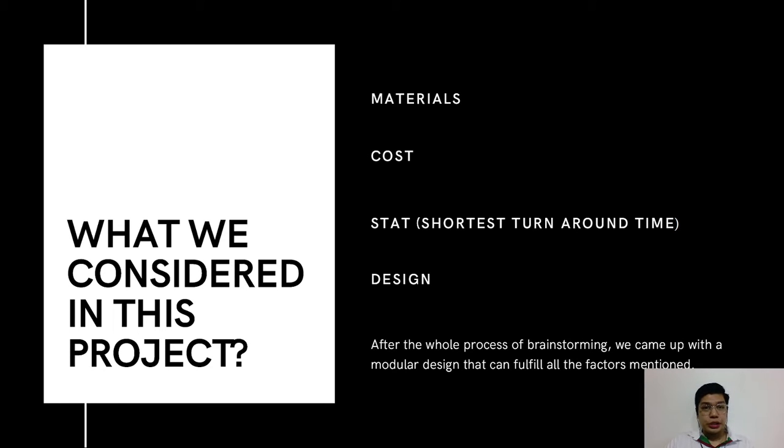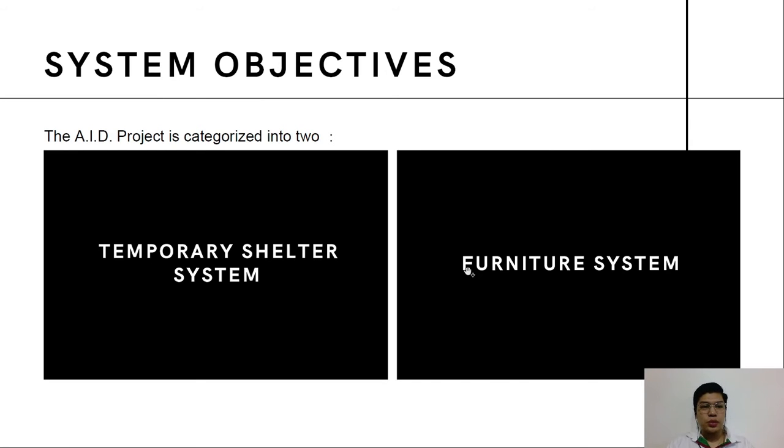What we considered in this project: for the materials, we considered them to be weatherproof, long-lasting, and readily available. For the cost, we minimized it for mass production. For the STAT, which is the shortest turnaround time, we want it to be built as quickly as possible, even with the littlest experience. For the design, we want it to be simple yet functional. For the system objectives, the AID project is categorized into two: temporary shelter and furniture system.